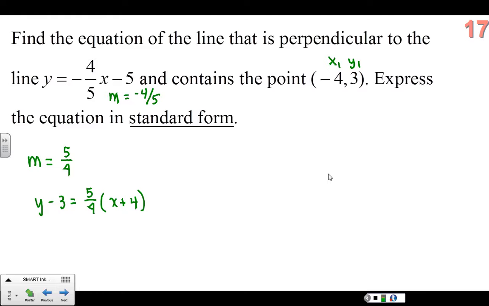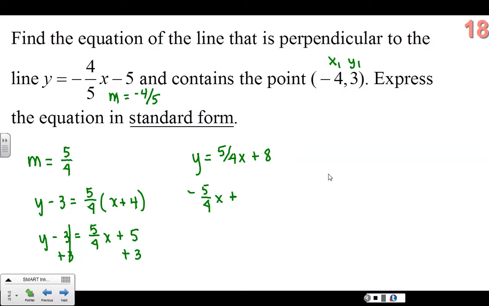Work out your equation. 5/4 x plus 5/4 times 4 would just be 5. Then I'm going to add my 3 to both sides. So y would equal 5/4 x plus 8. So we know that's in slope-intercept form. We want to write our equation in standard form. So I'm going to move my x stuff over to the left. So negative 5/4 x plus y equals 8.